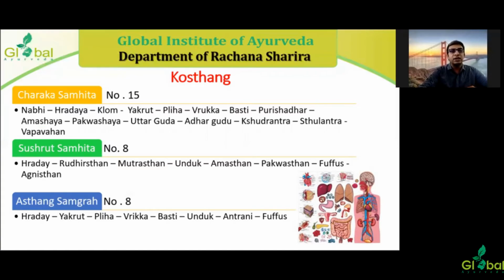Here we can say that the organs of the abdominopelvic and thoracic cavity are known as the kosthanga as per Acharya Charaka.